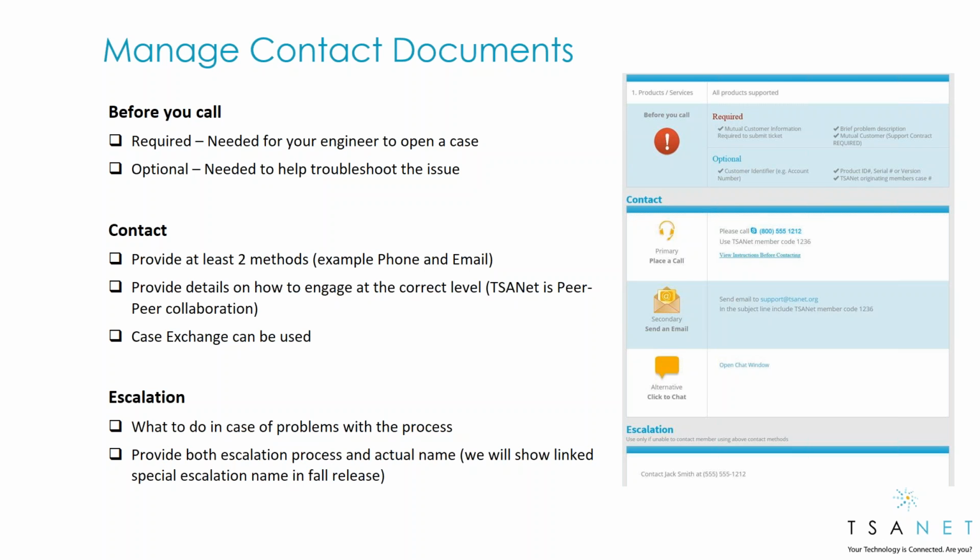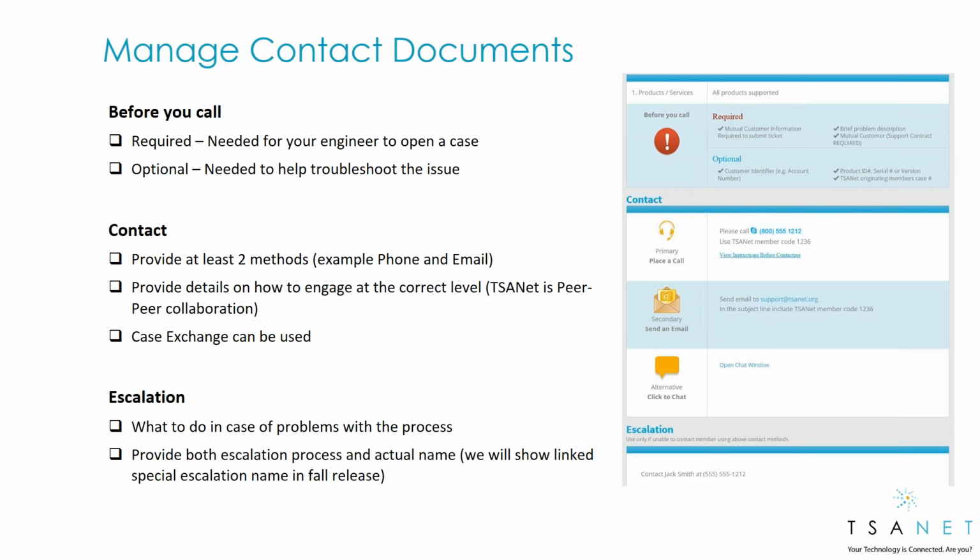From a contact perspective, it's really great if you can provide at least two methods, but this is where you're saying, this is how I want to be engaged. This is the number I want you to call. Here's the secret code I want you to give, or this is the 800 number I want to use. And if you're using case exchange, which is the ability for you to do this electronically, you would actually see case exchange coming up in one of these methods for contact.